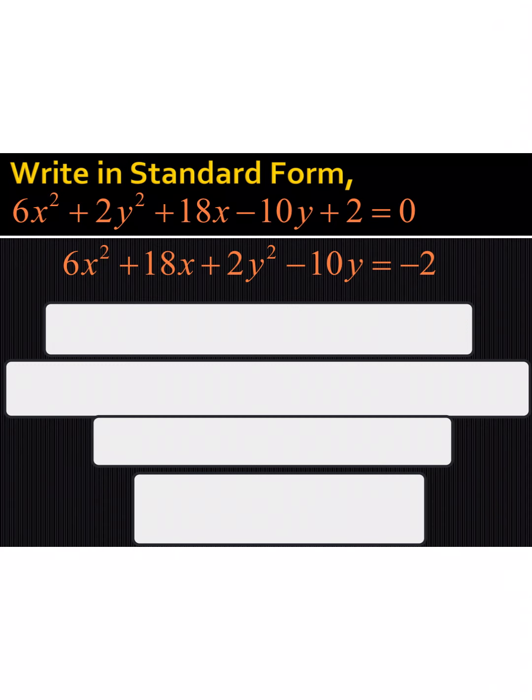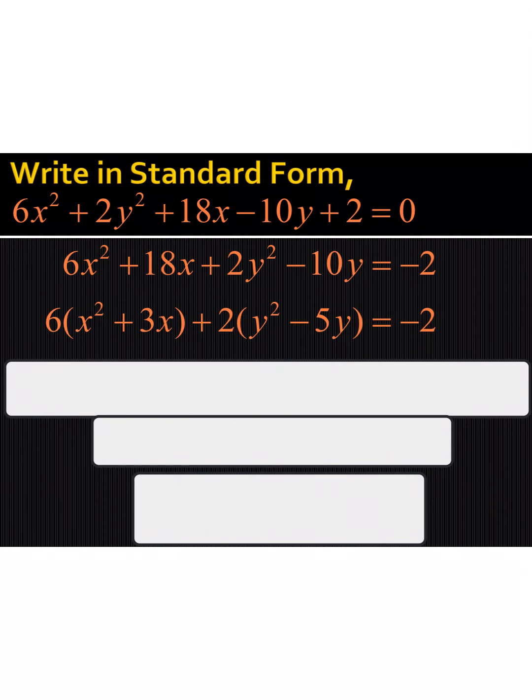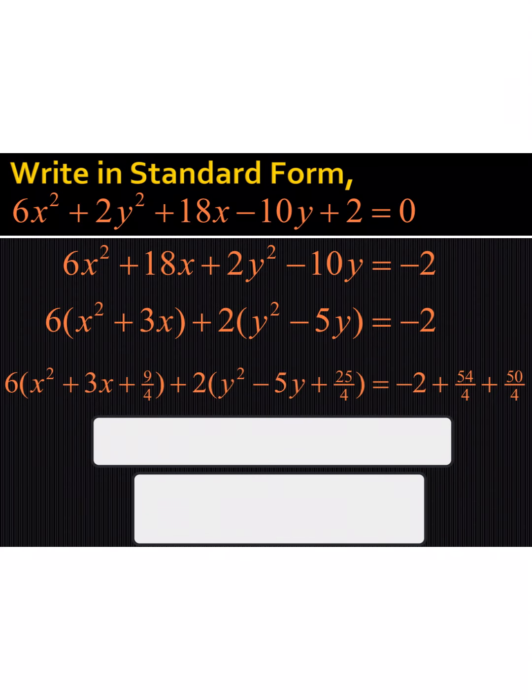Now that I've grouped together my x and my y values, I can go ahead and begin to complete the square. So I can factor out my coefficient here to get a 1 next to my x. I can also factor out my coefficient here to get a 1 next to my y. And now that I've done that, I can start to complete the square. We're going to take half of our middle term and square it for each of our components, your x and your y values. So when I do that, I end up getting a 9 over 4 and then a 25 over 4 here.